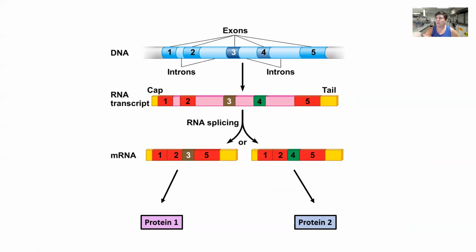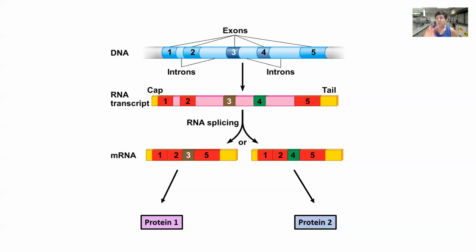So for example, if the protein that we want is coded for by the combination of exons 1, 2, 3, and 5, what can happen during splicing is you can splice out all the introns, but also splice out the 4th exon. And then you would get a combination, which is shown on the left, which is an mRNA with the exons 1, 2, 3, and 5. So let's say that combination of exons codes for protein 1.